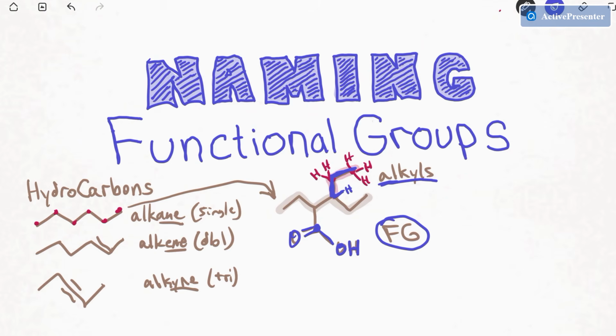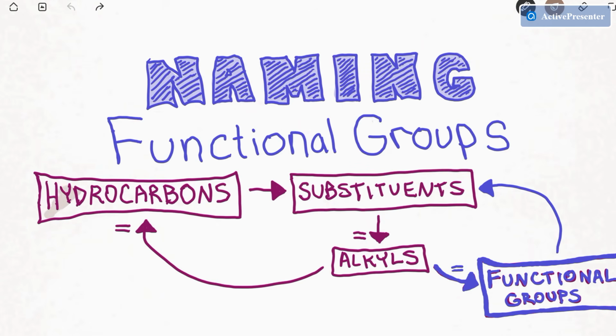So anything like that is an alkyl. A functional group is a type of alkyl, the type of alkyl that has other atoms, and not just carbon or hydrogen. If you look at it this way, we start off with hydrocarbons. That's the skeleton of the whole compound, the parent strand, right? And coming off of that parent strand are substituents. And what are substituents? Substituents are alkyls.